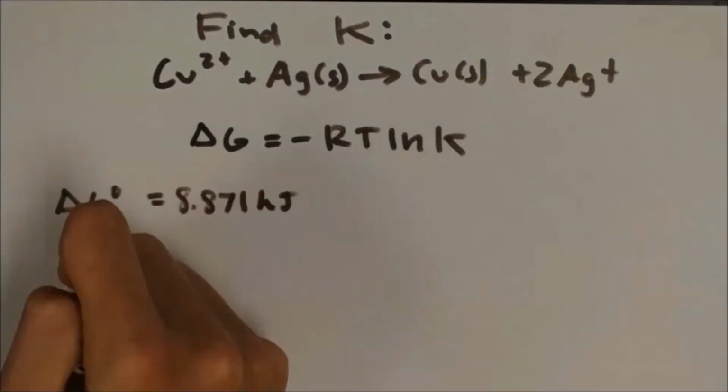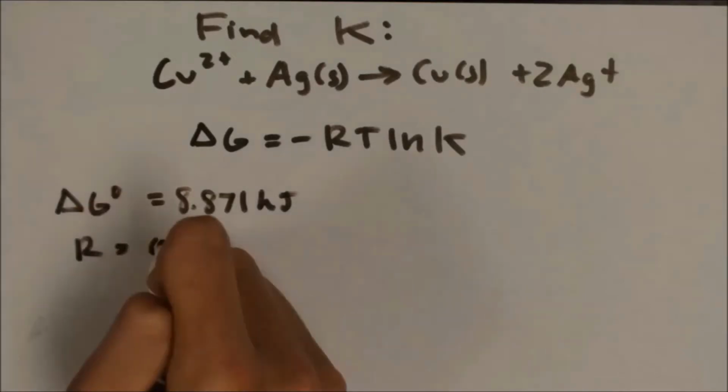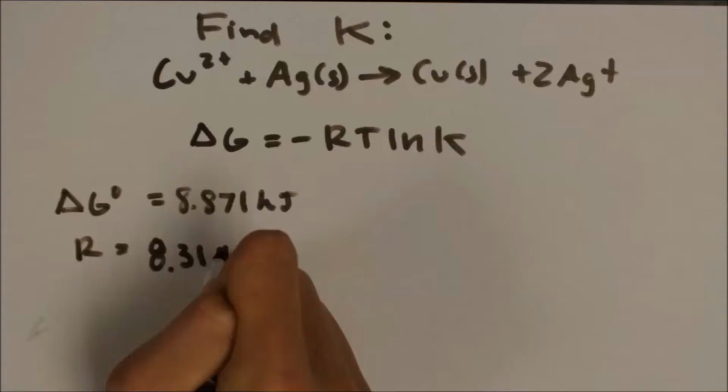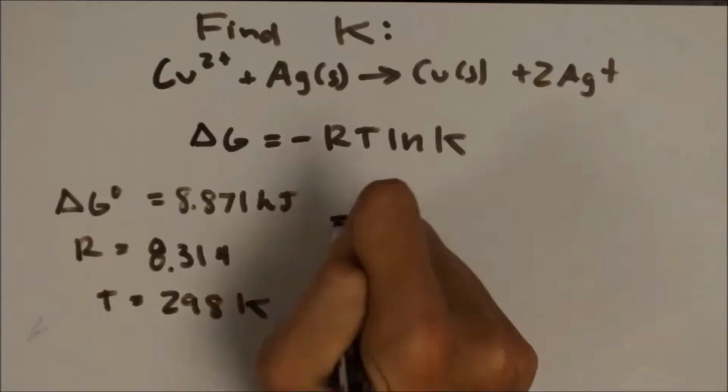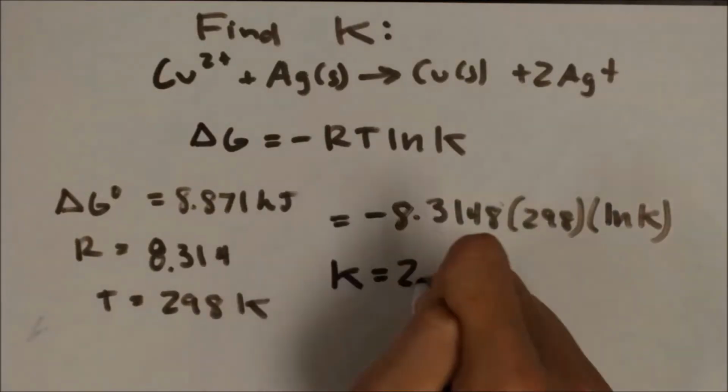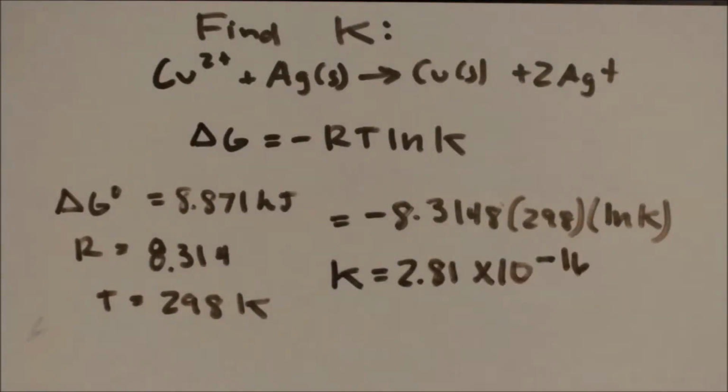Now, our delta G value is 8.871 kilojoules. It's important that it's in kilojoules. Our R is 8.314, and the temperature at standard conditions is 298 Kelvin. Now if we plug all these in, multiply them together, and solve for K, we get our K value of 2.81 times 10 to the negative 16.